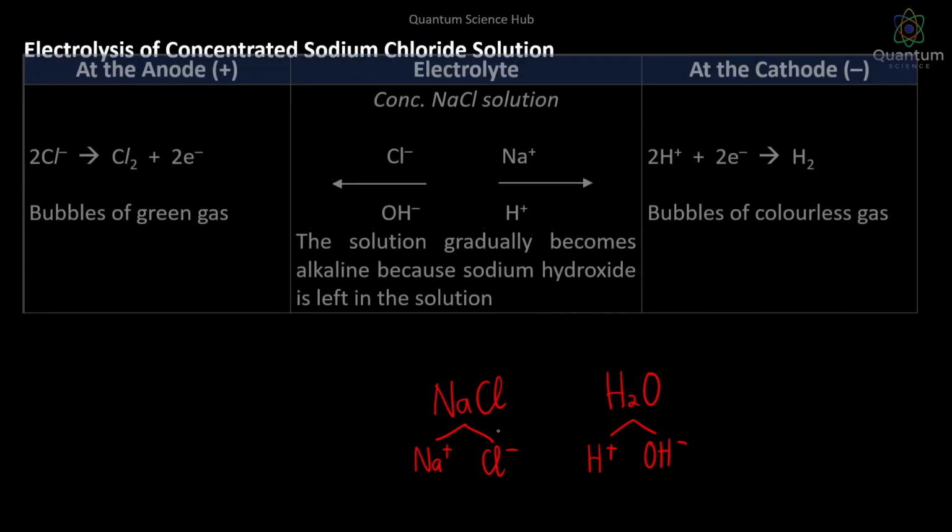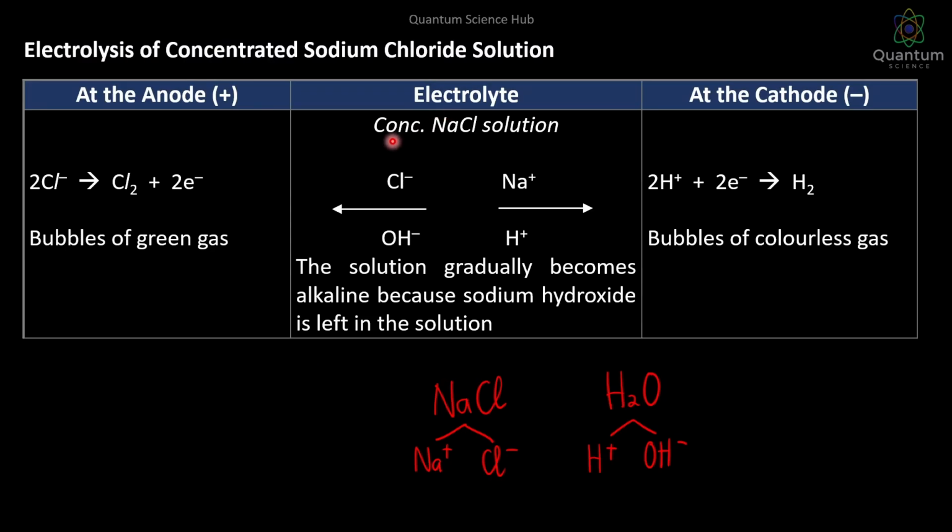Next, please take a look at this table. So the electrolyte here is concentrated NaCl solution. So who will be attracted to the anode? Anode is the positive electrode. So all negative ions will be attracted to the positive, right? Which is Cl negative and OH negative. And cathode is the negative electrode. So who will be attracted to the negative? Something positive, which is Na positive or H positive. So this one. Now please take a look at the rule.